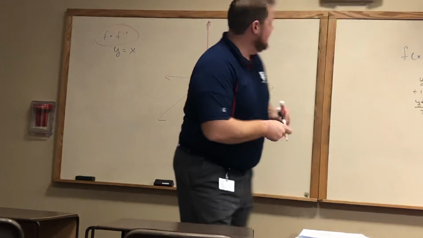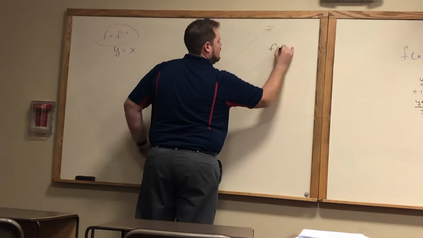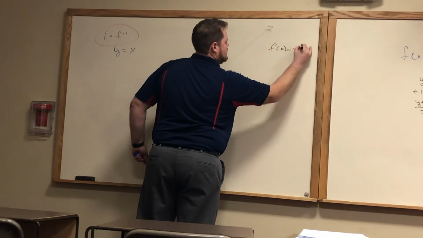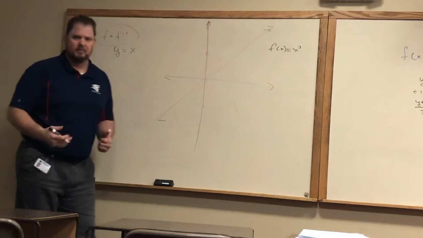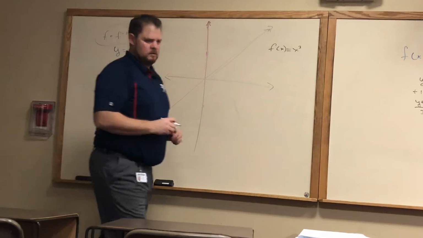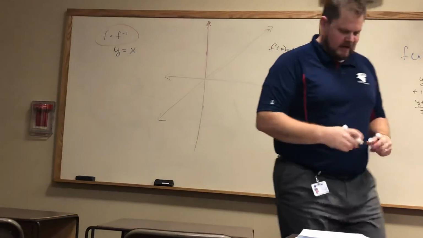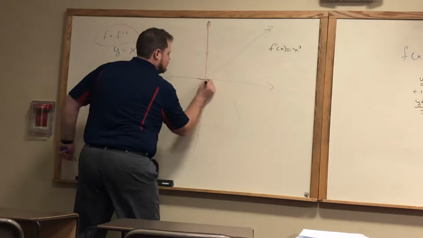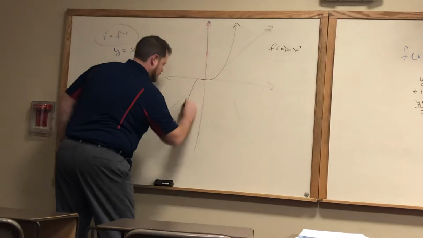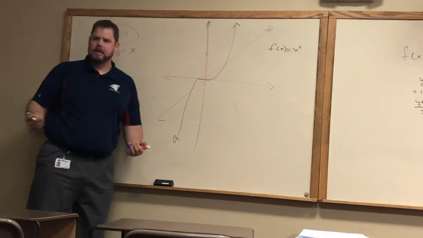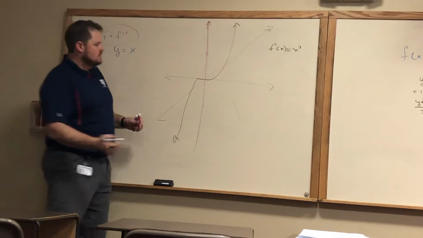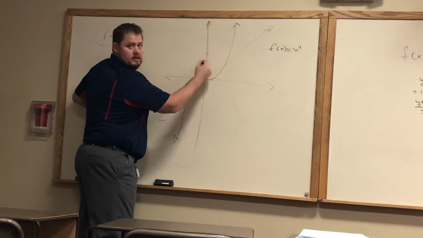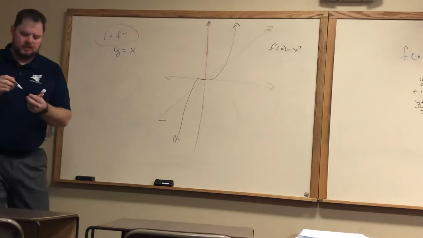All right, so f of x equals x cubed. If I graph x cubed, what would that look like? A quick sketch of x cubed would look like this. That's right, that's a quick sketch. Notice that it goes over here. So what would the inverse function be?